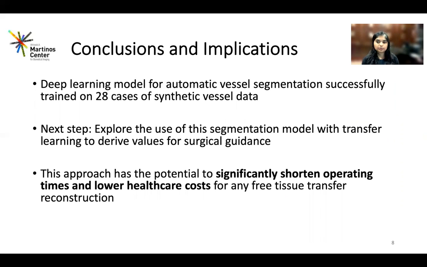Overall, this approach has the potential to significantly shorten operating times and lower healthcare costs for any free tissue transfer reconstruction.